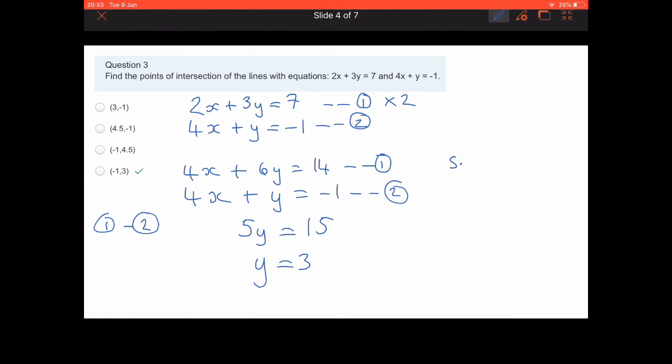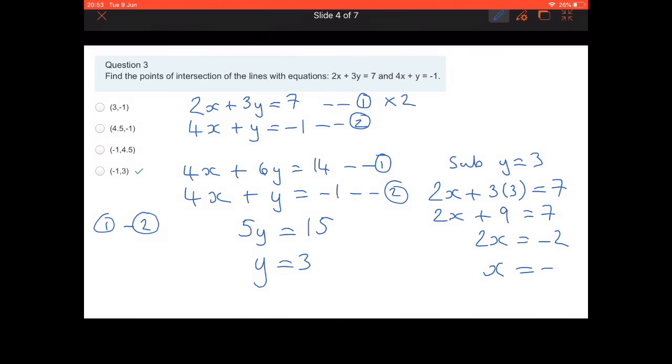And then I'm going to substitute that y equals 3 into one of my equations. I'll just go for equation 1 because it's all positive. So 2x plus 3y, so it's going to be 3 times 3, equals 7. So 2x plus 9 equals 7. If I subtract 9 from each side, I get 2x equals negative 2. Divide each side by 2, x equals negative 1. So what you have to do is write that as a coordinate. Okay, so we've got negative 1, 3.